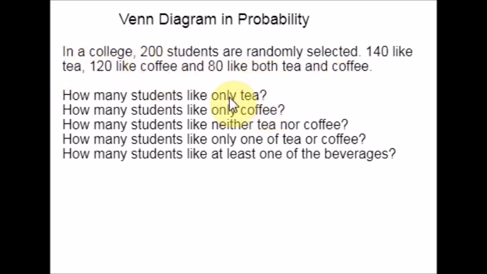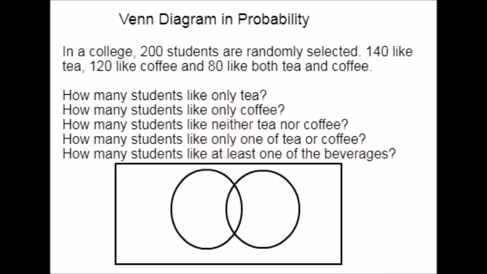So let us create a Venn diagram. You should start with a rectangle. In this problem, they are talking about two events, tea and coffee. So I have drawn two circles. Now let me name them. After naming, let us take down all the information given in the question and enter the values here.